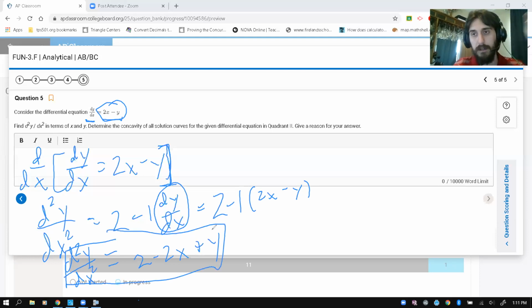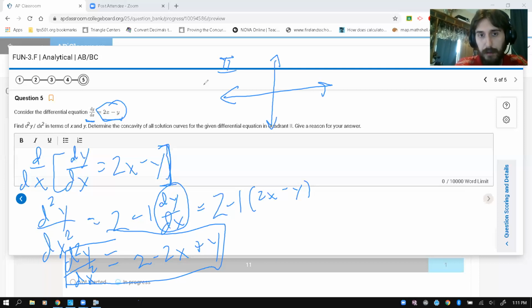All right, first part's done. Second part, determine the concavity. So remember, the concavity depends on the sign that you get at a point. If you plug in a point and it's positive, it's concave up. If you plug in a point and it's negative, it's concave down. So for us, we need to find in quadrant 2, are the answers to this problem going to be positive or negative? Well, quadrant 2, let's draw a little picture here. Quadrant 2 is this one. In quadrant 2, x is less than 0, or negative, and y is greater than 0, or positive.